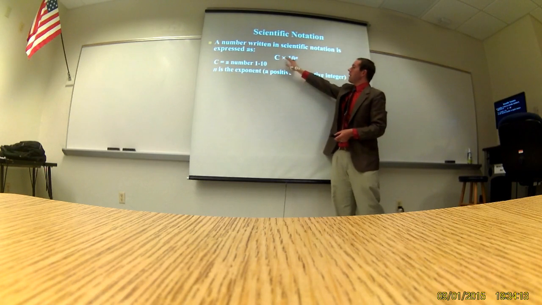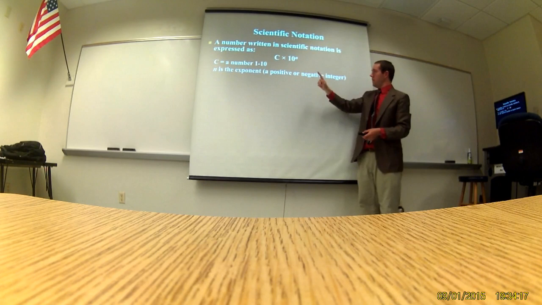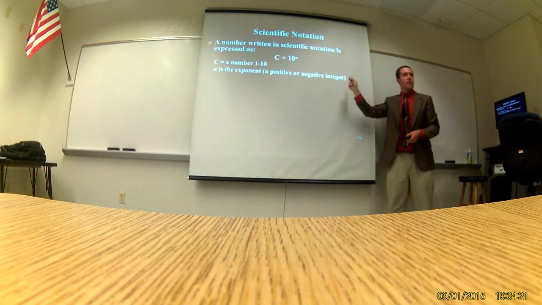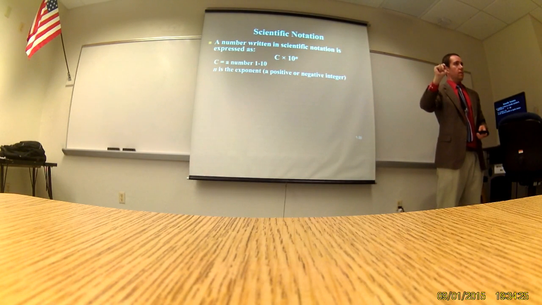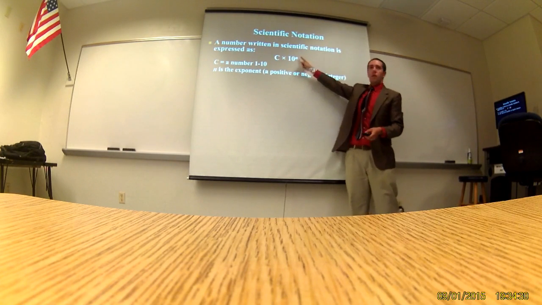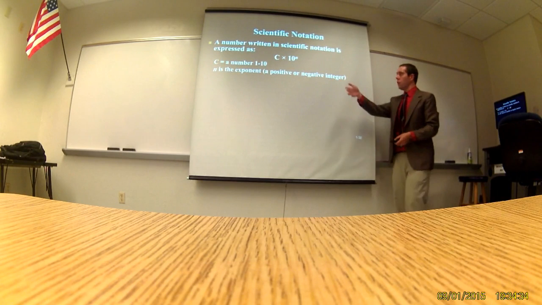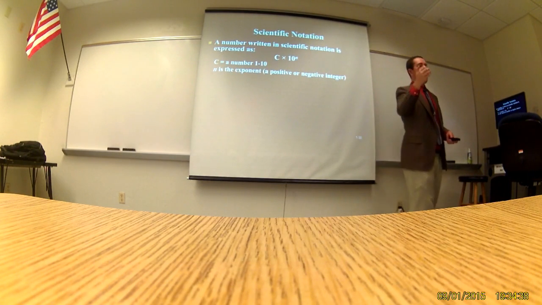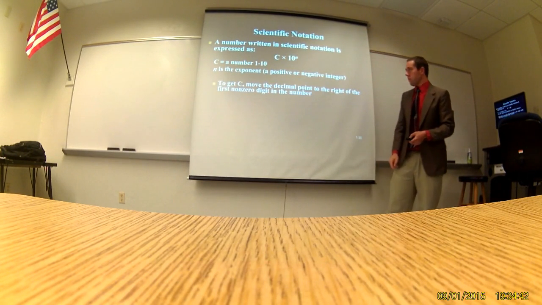So we have a number times 10 to the n. And n is an exponent, and it has to be a positive or negative integer. What is an integer? Whole number, exactly. So n has to be a whole number. You can't have 10 to the 2.2. You can have 10 to the 2, you can have 10 to the negative 2. But you have to have a whole number for n.